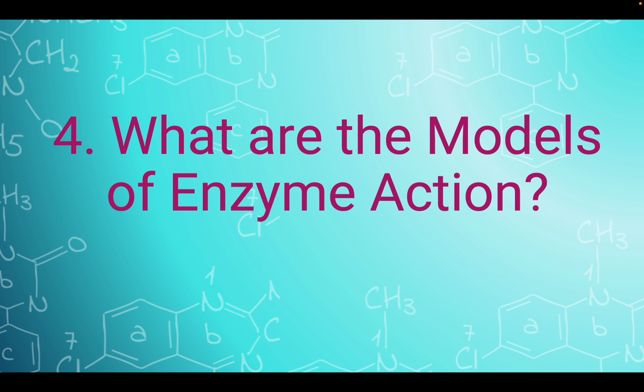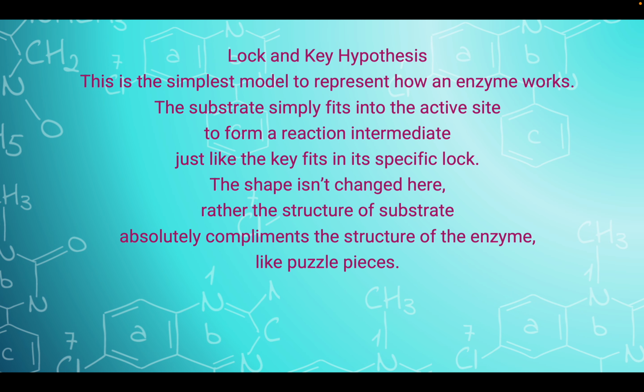4. What are the models of enzyme action? What are those models? We have 2. The lock and key hypothesis, the simplest model to represent how an enzyme works. Substrate simply fits into the active site to form a reaction intermediate, just like the key fits in its specific lock. The shape isn't changed here, rather the structure of the substrate absolutely complements the structure of the enzyme like a puzzle. So fit like a lock and key.